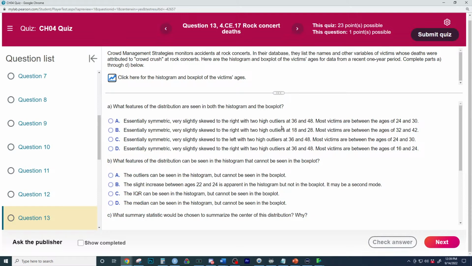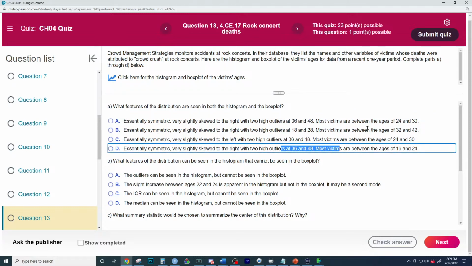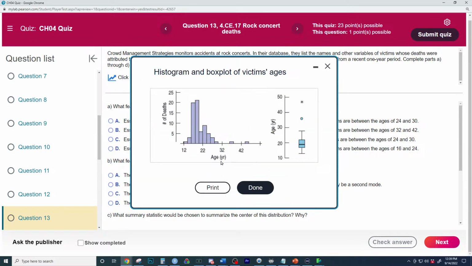So right here, with two high outliers, you see the outliers we were talking about. We've narrowed it down between these choices and these choices. Most victim ages, were they between 24 to 30 or 16 to 24? Most victim ages are where? 16 to 24 or 24 to 30.